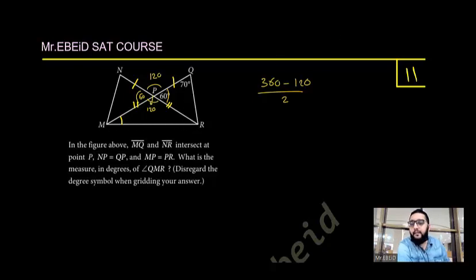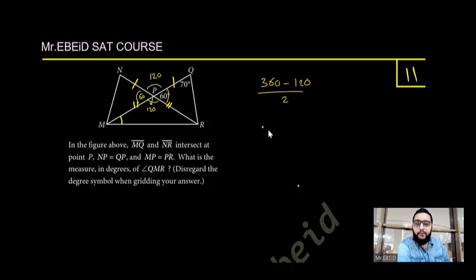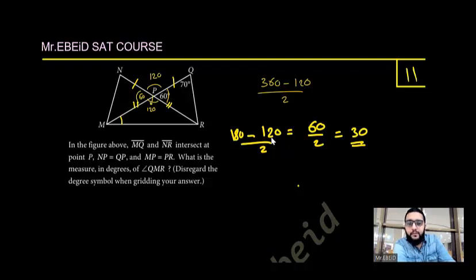The two base angles are equal, so it will be 120. 180 minus 120 divided by 2, so it will be 60 divided by 2, which equals 30. Okay, let's move to the next question.